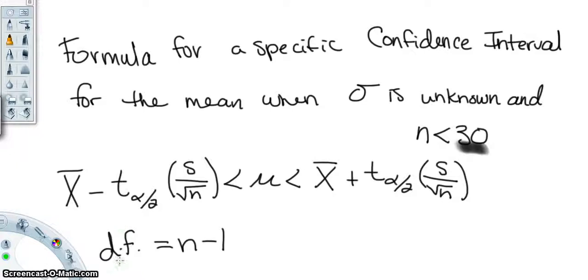Now, df here is your degrees of freedom, and your degrees of freedom that you're going to be looking up is always going to be n minus 1. So you're going to take your sample size. If your sample size is 15, your degree of freedom is going to be 15, subtract 1.